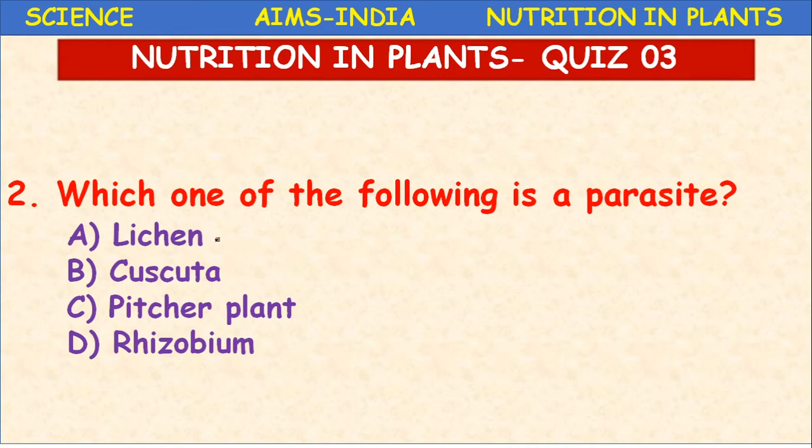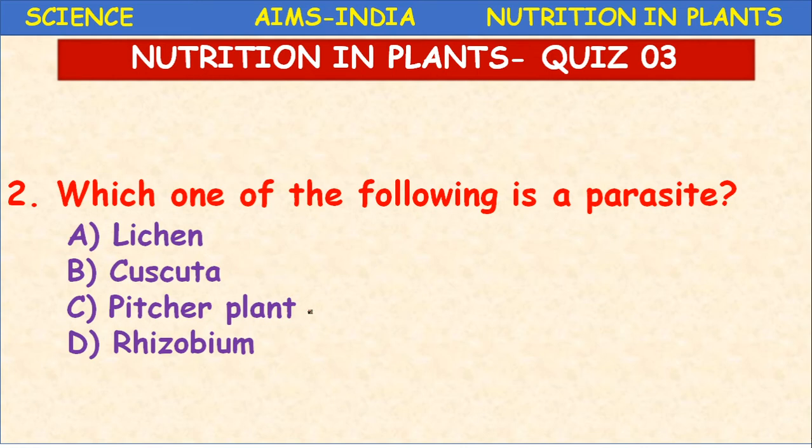So here lichen is a special organism which comes under the thallophyte group, where both algae and fungi live together. That is an example of symbiotic nutrition. And here Cuscuta, we have discussed, it is a parasite.